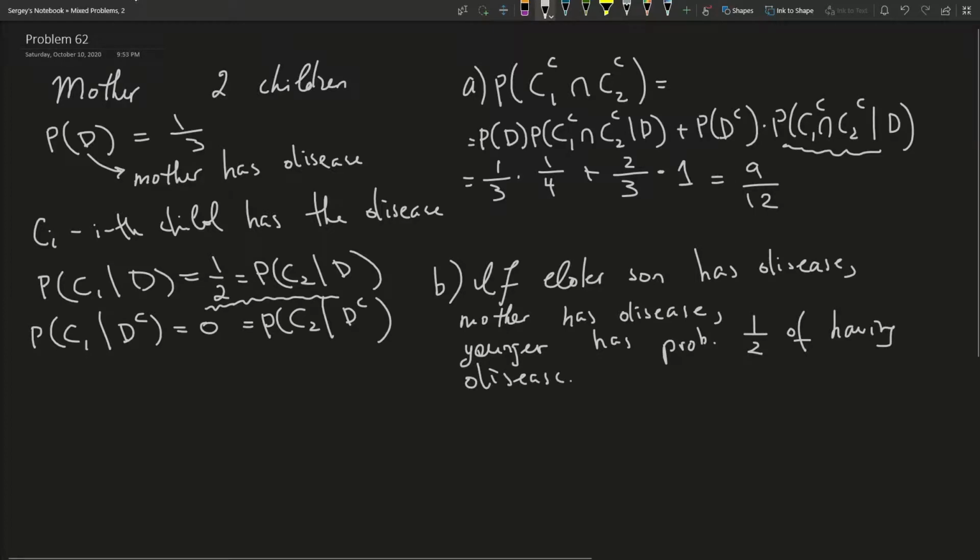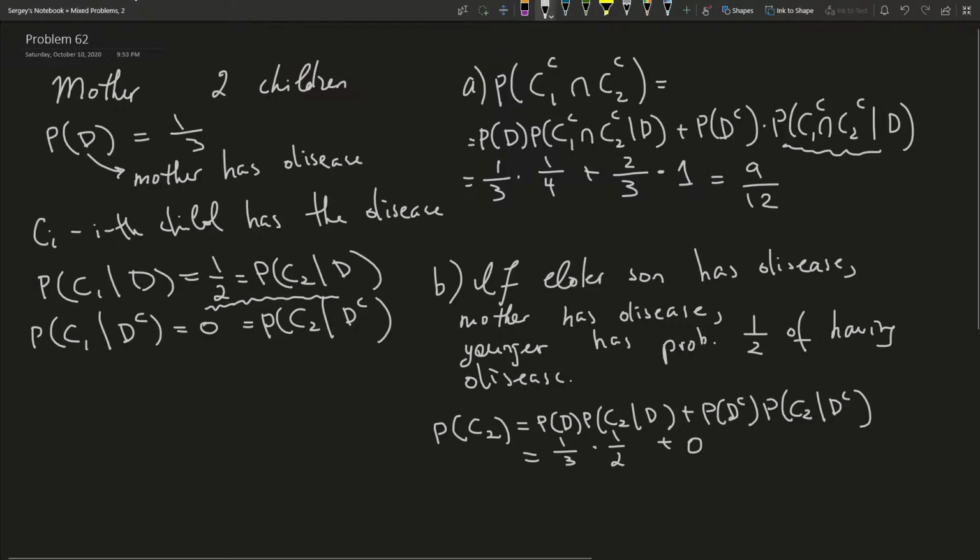So knowing that the elder child has the disease brought the probability of the younger child having the disease to 1/2. Now, unconditionally, not knowing any information, the probability of the younger child, let's say that's child number 2, having the disease is the probability that the mother has the disease times the probability that the younger child has the disease, plus the probability that the mother does not have the disease times the probability that the younger child has the disease, given that the mother doesn't. Now this is just 1/3 times 1/2 plus 0, which is 1/6, and we can see that the unconditional probability is not equal to the conditional probability. So knowing that the elder son has the disease increased the probability of the younger child having the disease. So the two events are not independent.